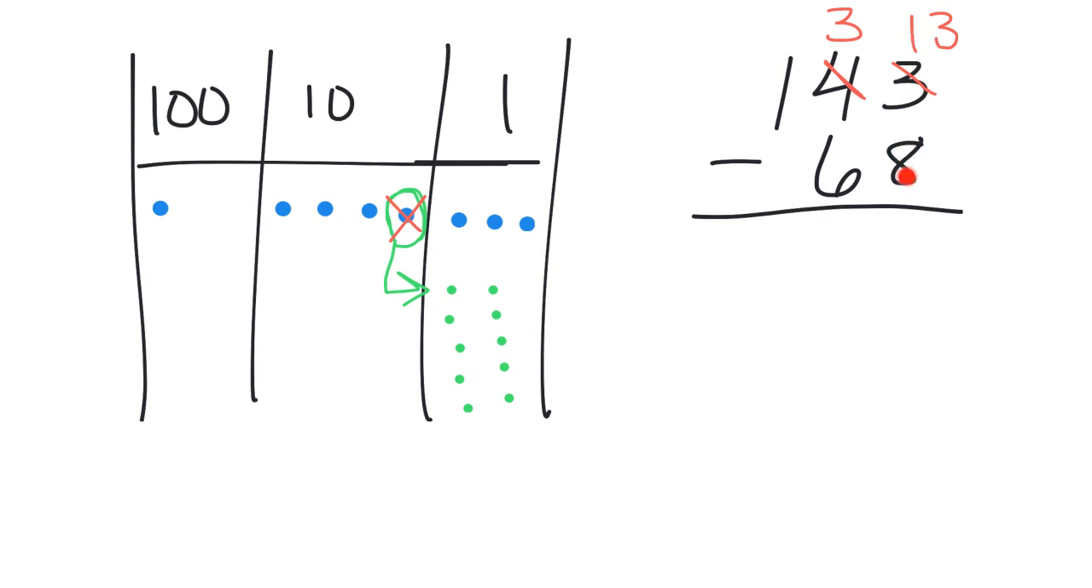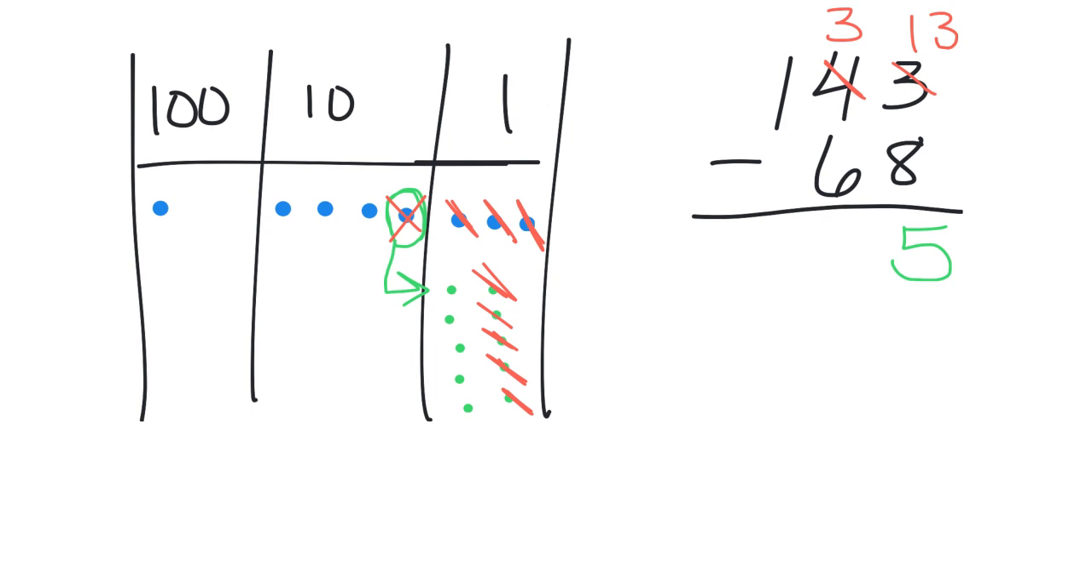So I've got 13. Now it says I need to cross off 8. Well, now I have enough to cross off 8. So let's do that. 1, 2, 3, 4, 5, 6, 7, 8. So I've crossed off my 8. And I see that I have 5 ones left over. So there is my answer for the ones place.